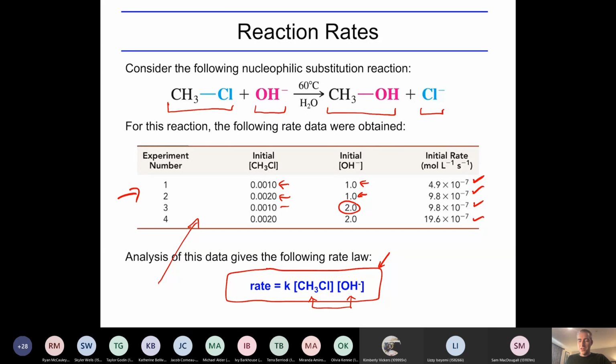Starting to sound like the scenario, right, where you have the cars collide, one knocks the other out. So by having a rate law that includes both starting materials, that means both starting materials are reacting together in the rate determining step.